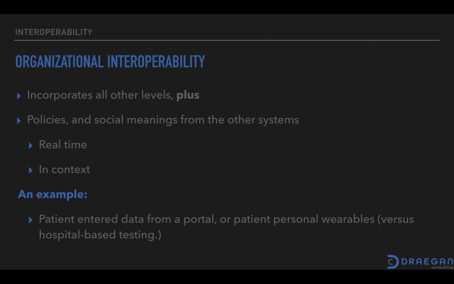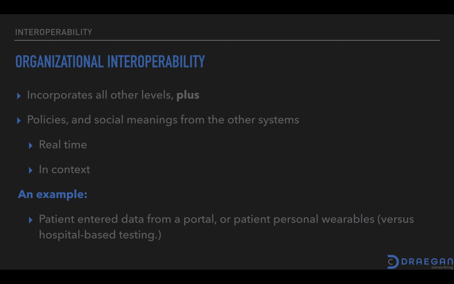So the final category of interoperability that we have from a healthcare perspective is organizational. So this incorporates all of the other levels, plus it actually has social meaning and policy attached to it as well. So it's in real time and it's in context. So this is what we really, really want to strive for. It might take us a while to get there, but this is what we're looking to achieve when we talk about the seamless information flow between patients and providers.